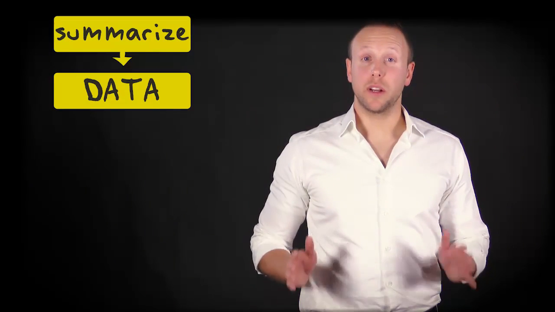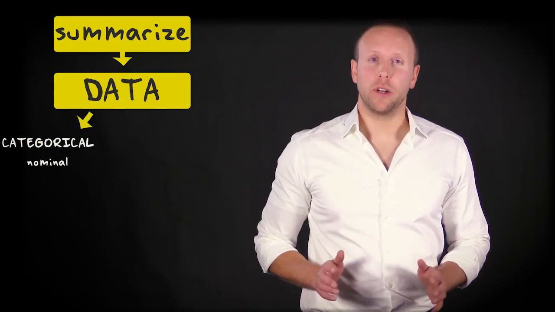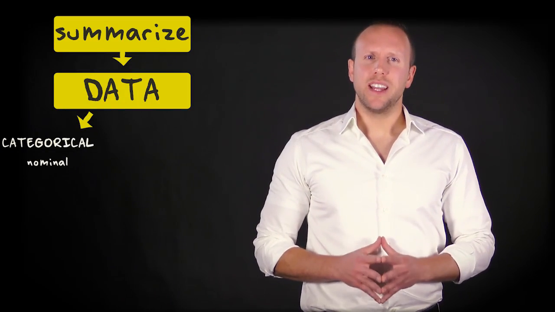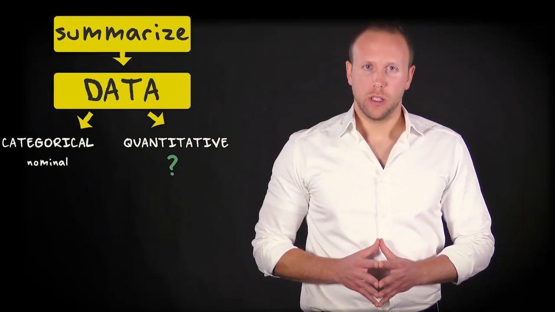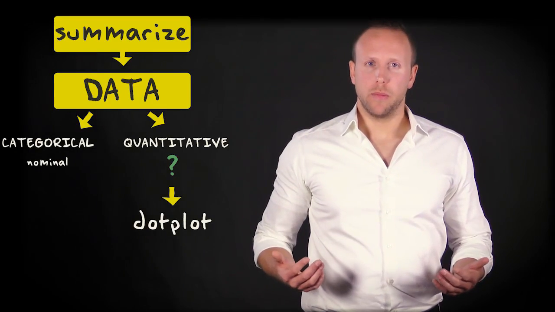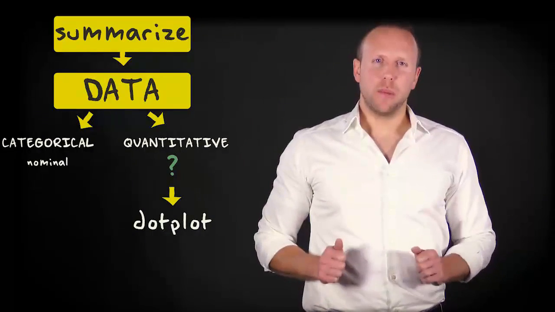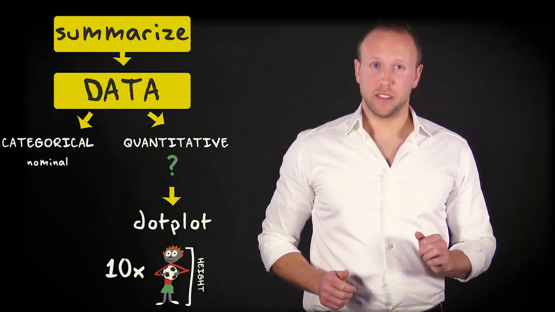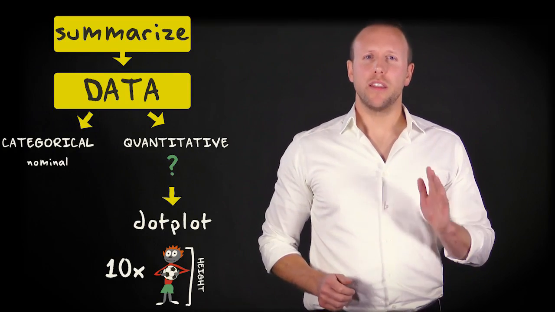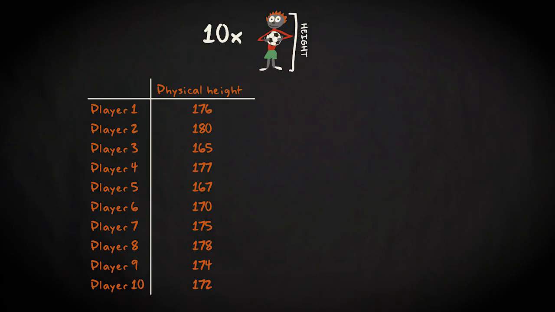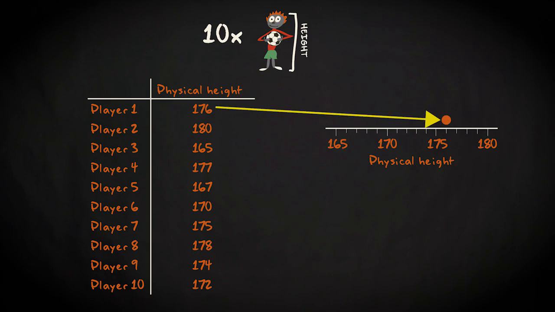Up till now, we have talked about a categorical, or more precisely, a nominal variable. How can we summarize data if we are dealing with a quantitative variable? One possibility is with a dot plot. The idea is easy. Imagine you have information about the physical height of 10 football players, expressed in centimeters. This is the data matrix. First, you draw a horizontal line and label the possible values on it in regular intervals, like this. Next, for each observation, you place a dot above its value on the horizontal line. So here, here, here, and here.